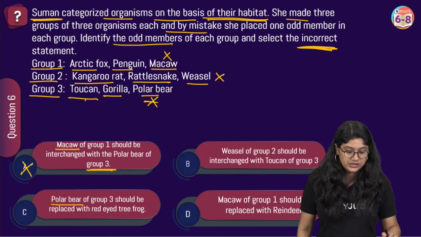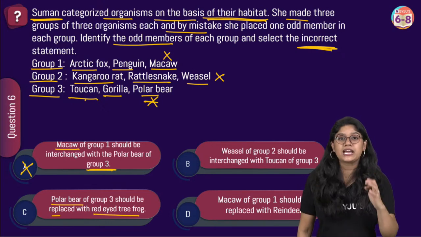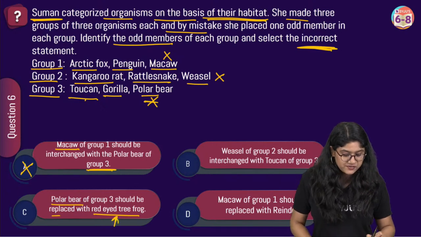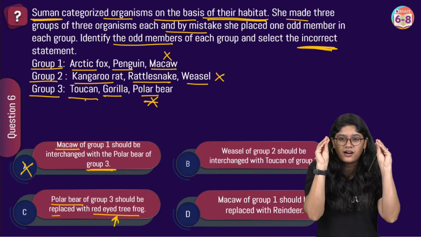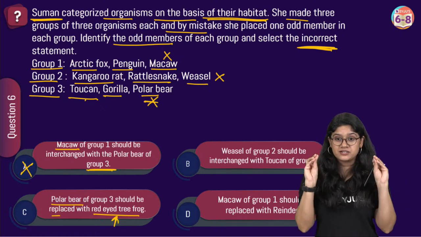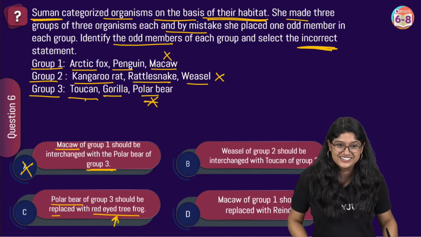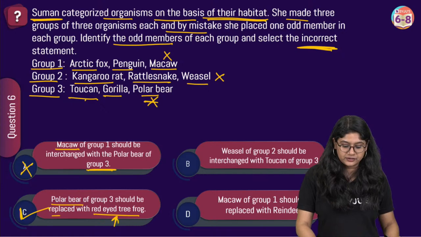Polar bear of group 3, can we change it with the red eye frog? Yes, we can do that. It will be a correct set. I'm sure you must have seen the red eye frog, right? They have those very sticky palms. They can just crawl like this. Yes, very good. So this statement is also correct.